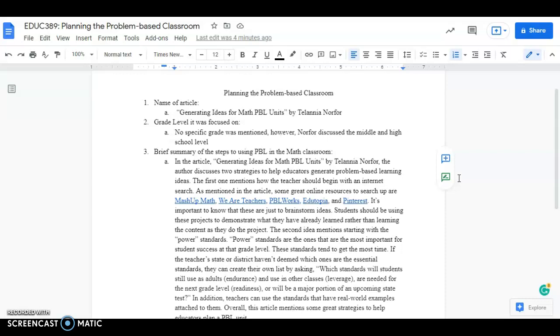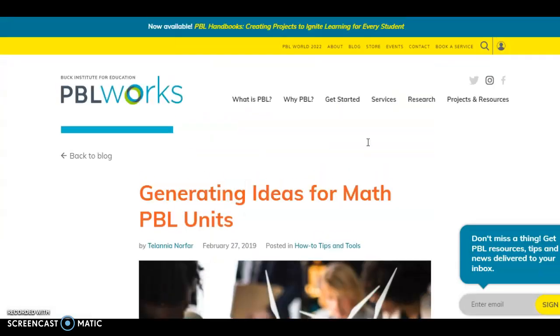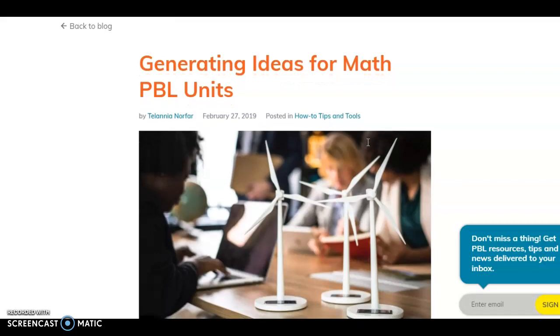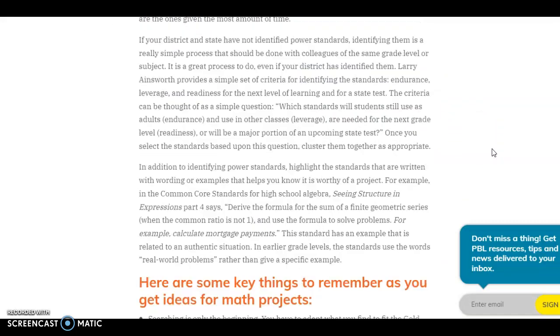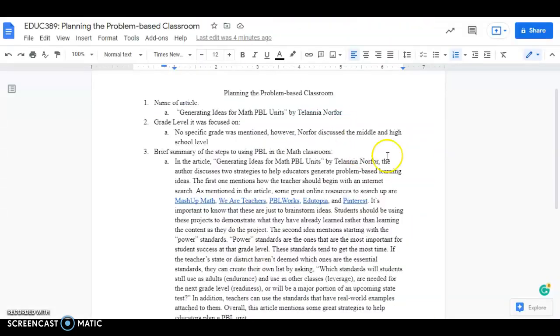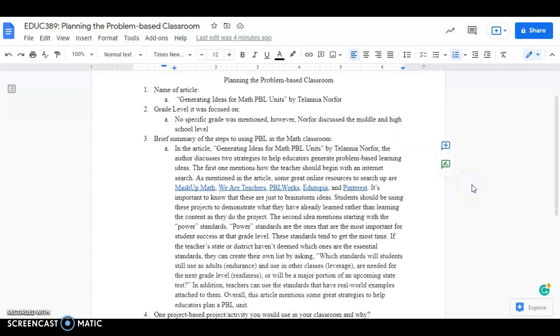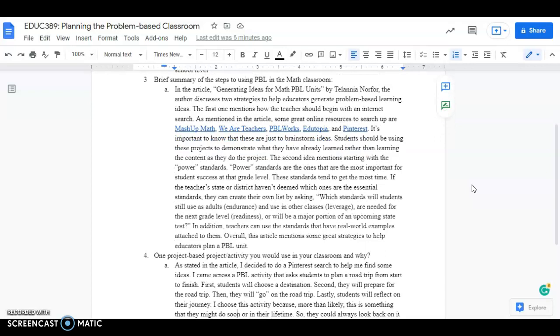The article that I chose was Generating Ideas for Math Problem-Based Learning Units by Liana Norfor. This is just an overview of the article. It was published on February 27, 2019. No specific grade level was mentioned. However, Norfor discussed a little bit about a middle school and high school level. And then, a brief summary.